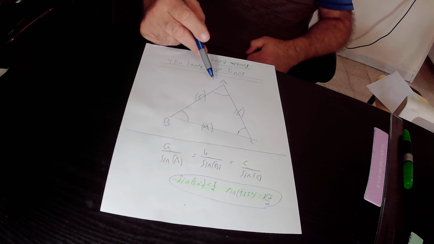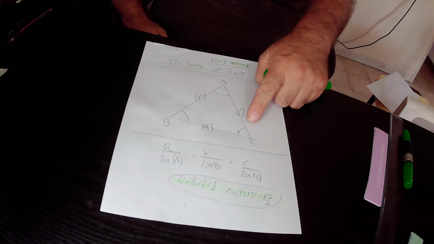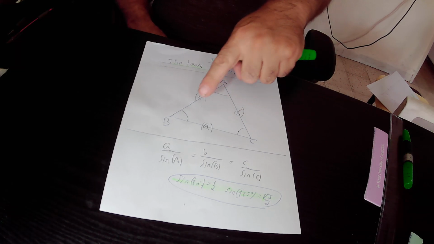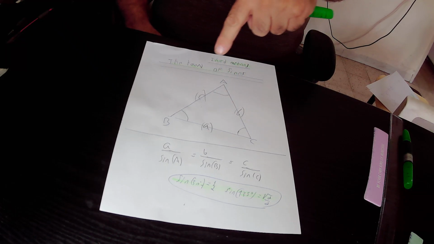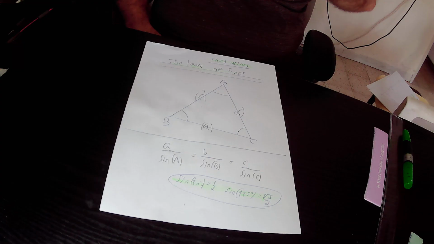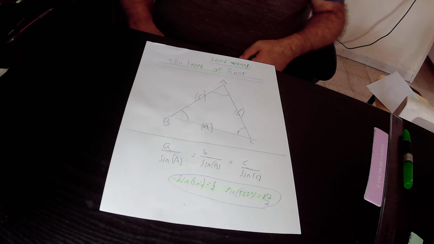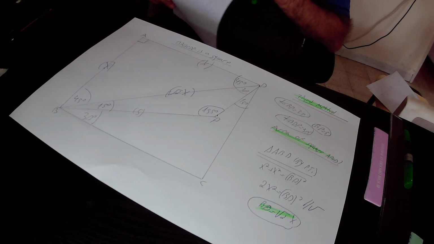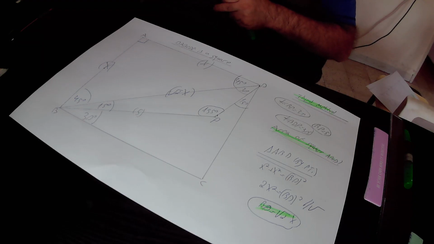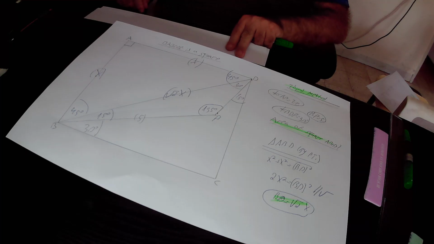Actually, capital A is the size of angle BAC. Capital C is the size of angle ACB, and capital B is the size of angle ABC. But again, according to the law of sines, the following equation is true: A over sine A equals B over sine B equals C over sine C. So I can actually implement the law of sines in this big triangle, triangle BDP.